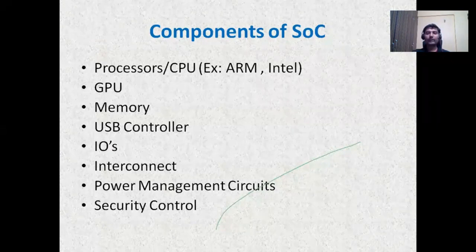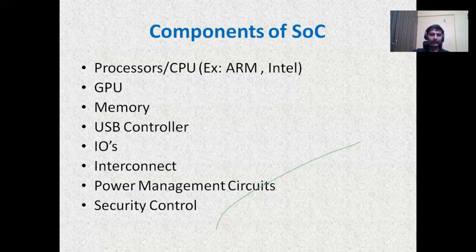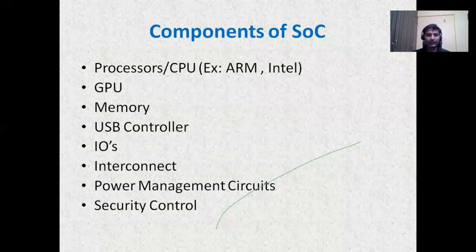I guess everyone would have heard about processors, the CPU. These are built by ARM, Intel, and a few processors are built by Synopsys also. Then we have the GPU, the graphics processing unit. Then we have memory, because if you are trying to do something, you need memory. If you want to store some data or process some data, you need to store the data.